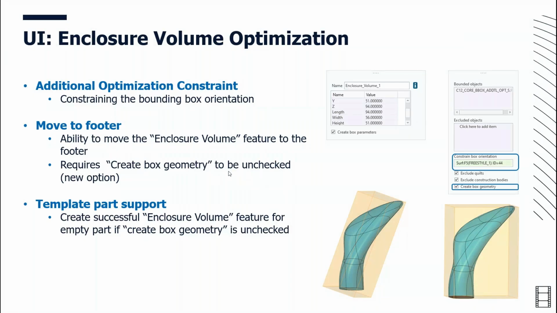Enclosed volume is new since Creo 11. They improved it a little bit. So they added parameters to it, where you can see the width, length, and height automatically. So that's a cool one.